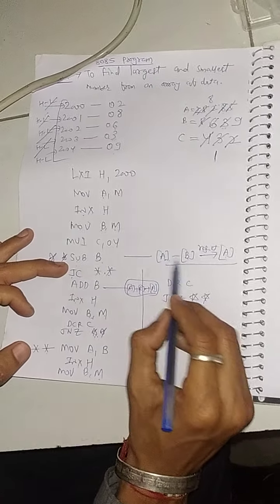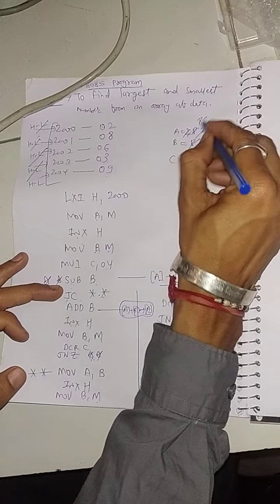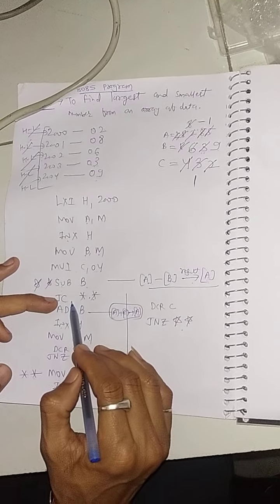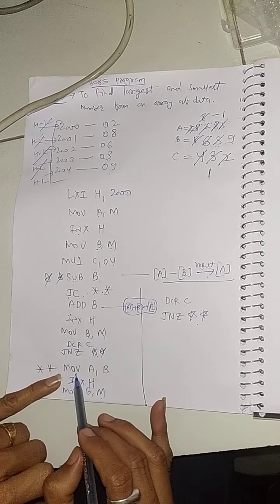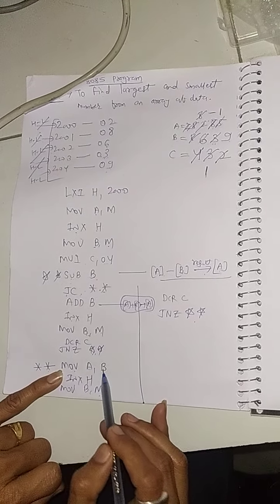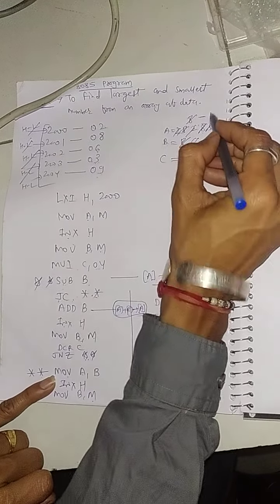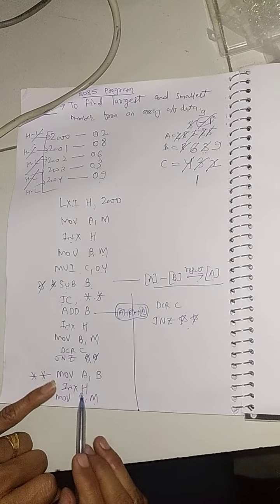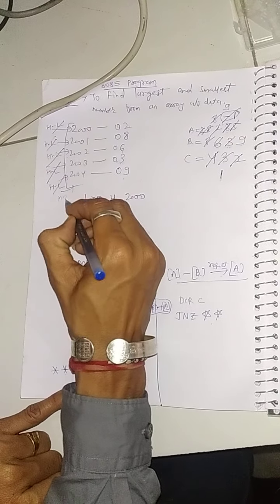B. A minus B. A is 8 and B is 9. So A minus B, the result minus 1, will be held by A. Now jump if carry, but because carry is generated, it will go to the star star location. MOV A, B. The B content will be stored in A. What is the content of B? B is 9. So now instead of minus 1, 9 will be stored by A. INX H. The HL pair will go to another memory location.